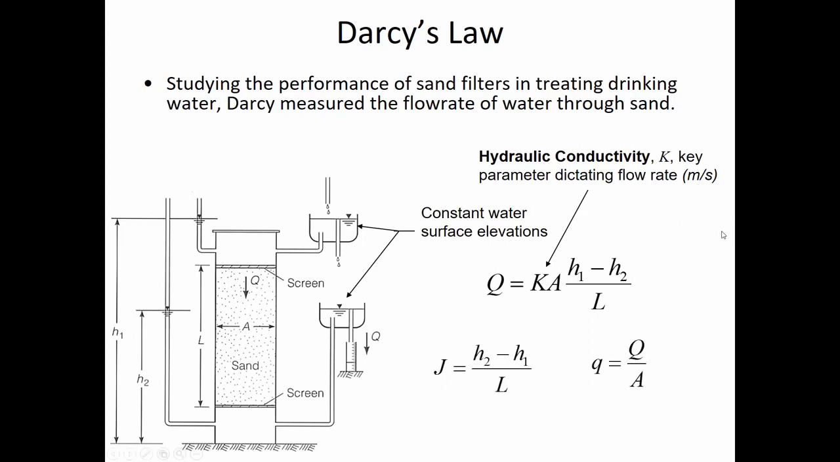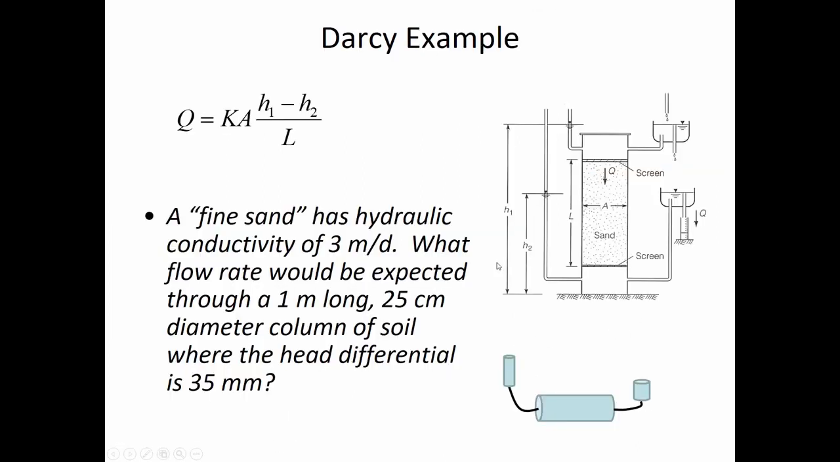Now, sometimes Darcy's law is expressed differently, like they'll call J the driving force. J would be the difference in elevations divided by the length. And sometimes Darcy's law is expressed in flow per unit area. So lowercase q would turn that into a flux, if you are finding out how much flow there is for every unit of cross-sectional area that the water can pass through. So Darcy's flux has this formula. But I usually use the full hydraulic conductivity equation there.